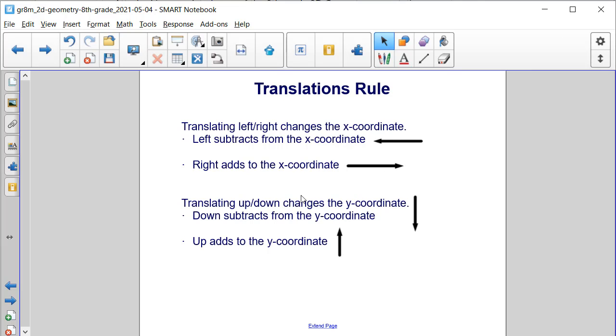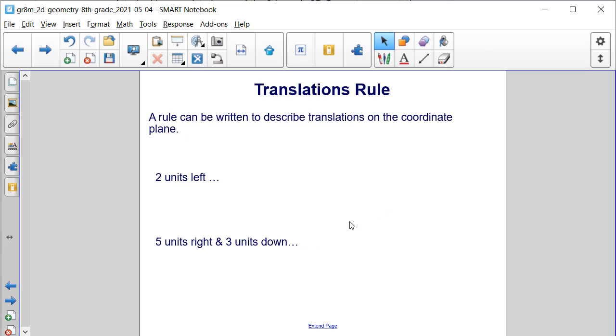So we found these translation rules. When you translate to the left or right, the x-coordinate changes. If you go left, you're subtracting from the x-coordinate. If you go to the right, you're adding to the x-coordinate. When you translate up or down, you're changing the y-coordinate. If you go down, you're subtracting from the y-coordinate. And if you move up, you're adding to the y-coordinate. So translation rules can be written to describe translations in the coordinate plane.